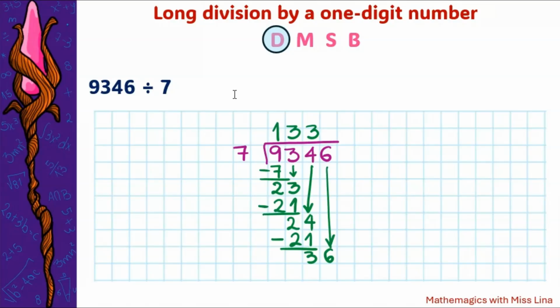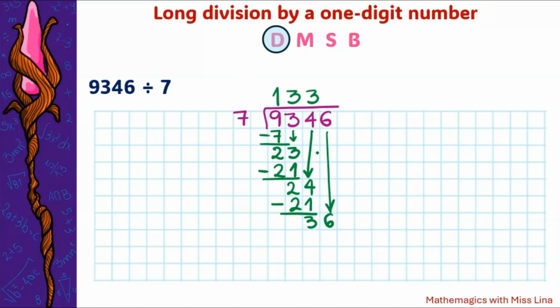I have no more space here, so I'm going to move this division up a little bit. Okay. Then 36 divided by 7 is 5. 7 times 5 is 35. 36 minus 35 is 1. And we bring down. There's nothing else to bring down. So we would say that this is the remainder.